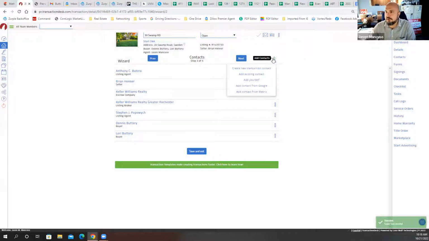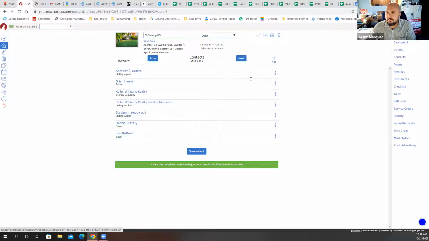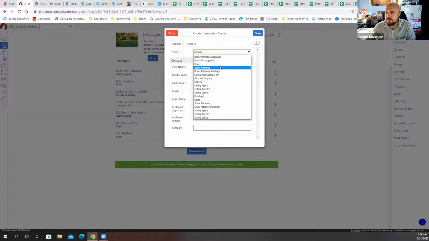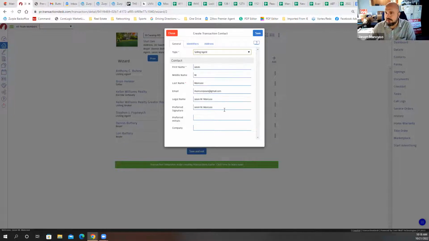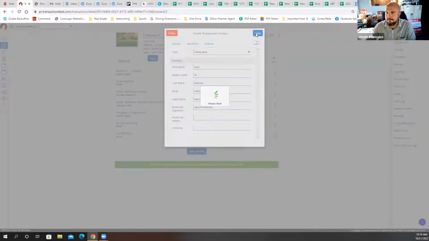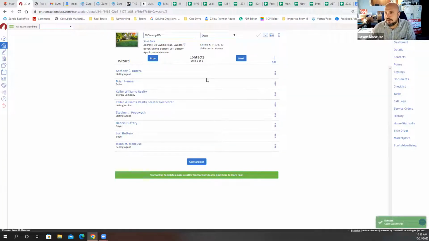Now I'm also going to add myself as the selling agent. Okay. Basically, buyer's agent equals selling agent. Okay. So that's that. So now we have all the parties to the contract that you need. We have the listing agent, we have yourself as the buyer's agent, and we have the buyers.